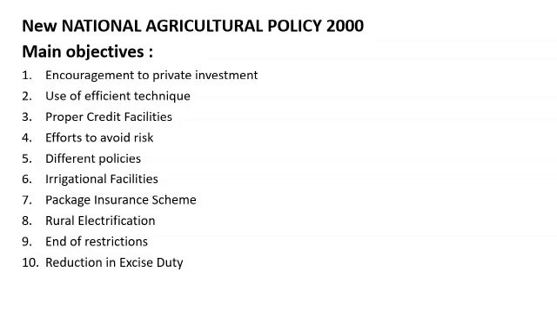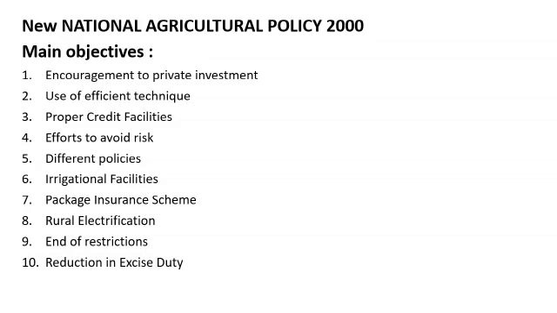Number 6, irrigational facilities. Irrigation facilities will be provided for the growth of agricultural production. Number 7, package of insurance scheme. Facilities of package insurance will be provided for the development of agriculture sector. Number 8, rural electrification. There would be complete rural electrification in the country. Number 9, end of restrictions. For this purpose, restrictions will be removed. And number 10, reduction in excise duty. More facilities will be given to use fertilizers and machines, etc. In this regard, excise duty will be reduced.